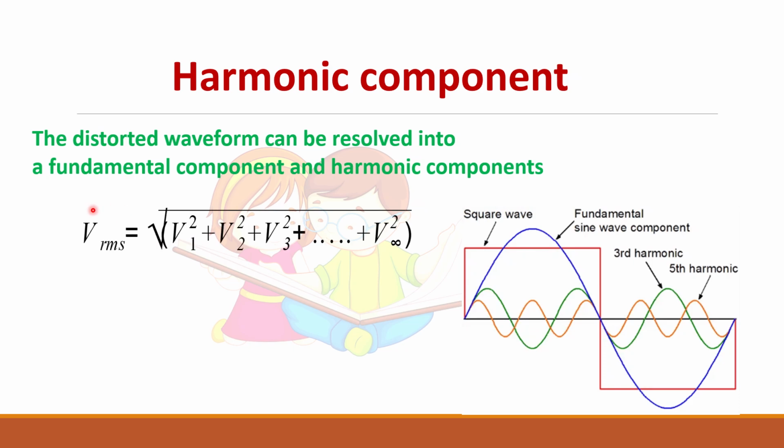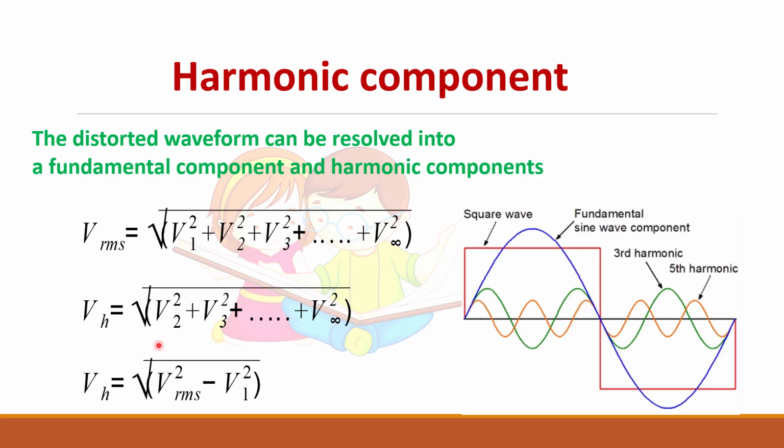We can write the RMS equation. Vrms is equal to the square root of this expression. Here V1 is the only component we need, and all these others are harmonic components. So I can write the harmonic component VH as the remaining part. Otherwise, we can write it as the square root of the total Vrms squared minus the fundamental component squared. If you remove the fundamental, you will get the harmonic component.